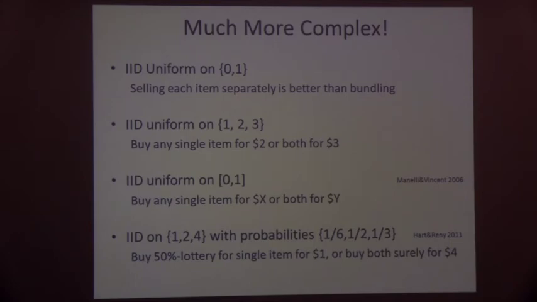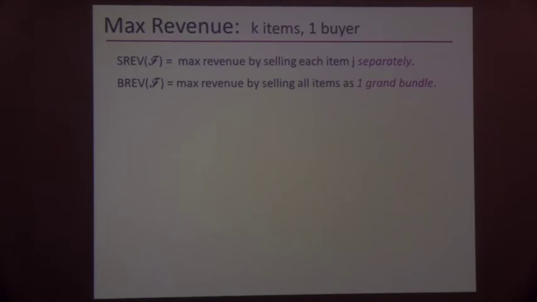Then it turns out that the optimal solution is a very intriguing solution. It says that you should buy a lottery, which allows you to have a 50% chance of winning, and you pay $1 for this privilege. Or you just buy both surely for $4. And this turns out to be the optimal solution. So you can see that, in essence, things can get arbitrarily complex when you have larger instances.